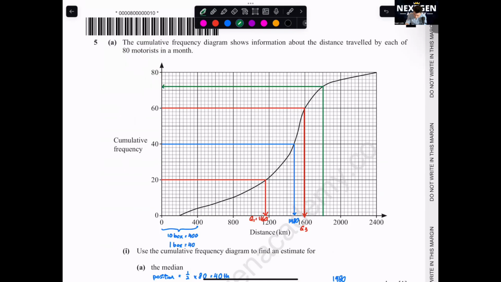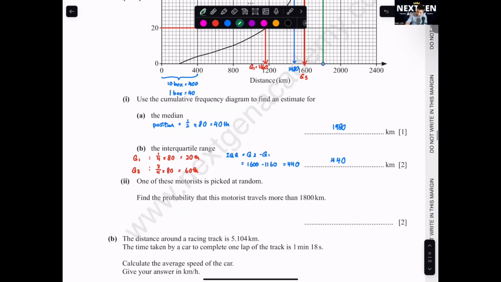Here, this one box is 2, so this is 72. So more than means 80 minus 72. That's 8 of them. Okay, so this calculation here will be 8 over 80. You can simplify it to 1 over 10 or 0.1.